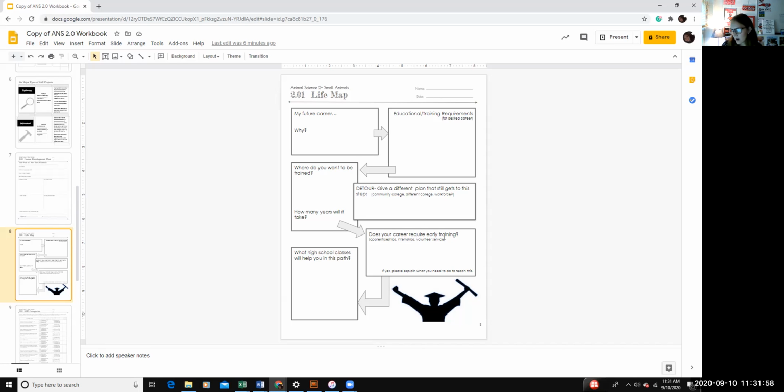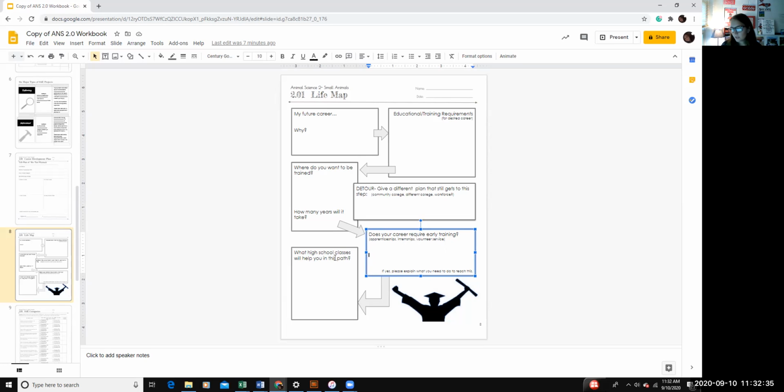Does your career require early training? So is there any kind of training you have to have beforehand? So for example, being a teacher, you have to do student teaching beforehand. So we have to experience the classroom before we actually go out into the classroom. So look that up and see if anything like that is required, such as an internship, any volunteer service, or apprenticeships. So if you want to go to vet school, you have to have, I think it's like maybe 600 hours of volunteer experience with a vet. So, that's something that you would need to think about.